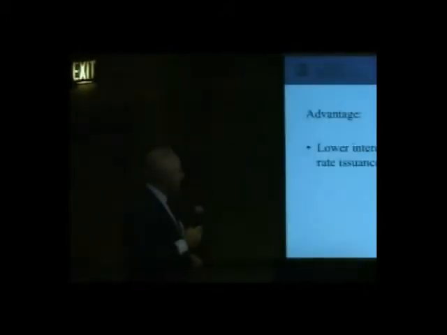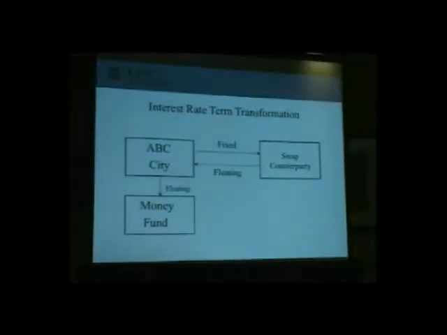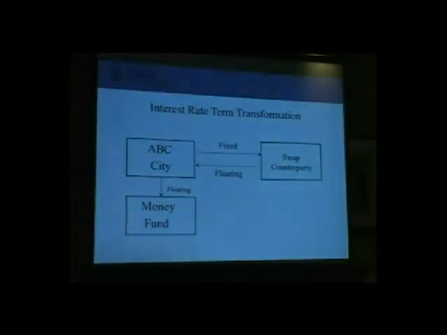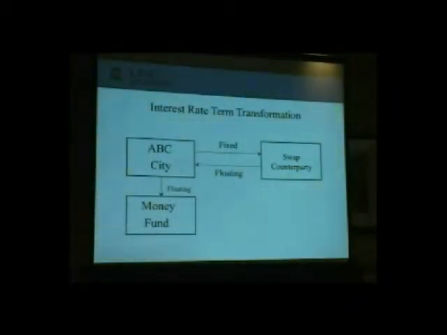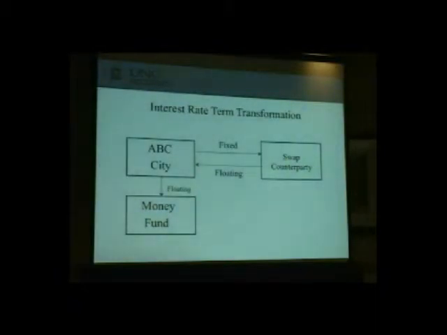Okay. Next slide, please. So this is how the interest rate risk is basically transformed. Let's say ABC City pays fixed to a swap counterparty, typically a large bank, and it receives floating from that swap counterparty. The floating rates cancel out, and so ABC is now paying fixed. Even though the cash is coming from the money fund, the interest rate exposure is fixed, and it's relative to that swap counterparty. That's the basic structure, and that's what's so valuable about interest rate swaps in general.